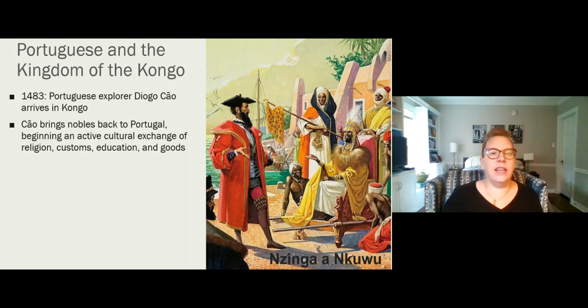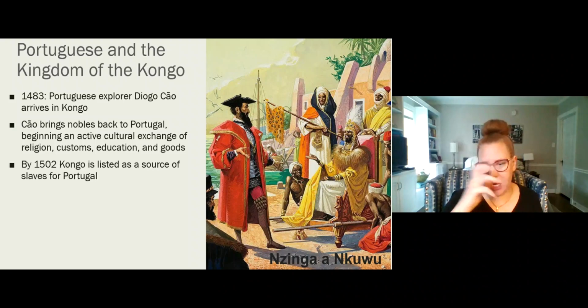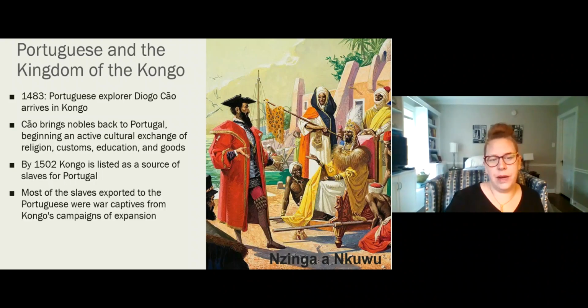So this starts like we saw with Benin, cultural exchange, right? You have nobles going back to Portugal, customs, education, goods, and what? Slaves, right? That's one of the things that's being exchanged economically. So by 1502, Congo is listed as a source of slaves for Portugal. By 1502, Portugal is kind of into slaves, right? They've had them for about 20 years at this point. And it's pretty cool, right?